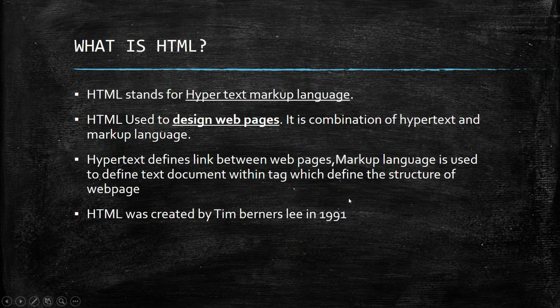So let's talk about what is HTML. HTML stands for Hypertext Markup Language. It is used to design your web page. It is a combination of hypertext and markup language. Hypertext defines the link between the web pages, and markup language is used to define the text document within the tag, which defines the structure of the web page. HTML was created by Tim Berners-Lee in 1991.